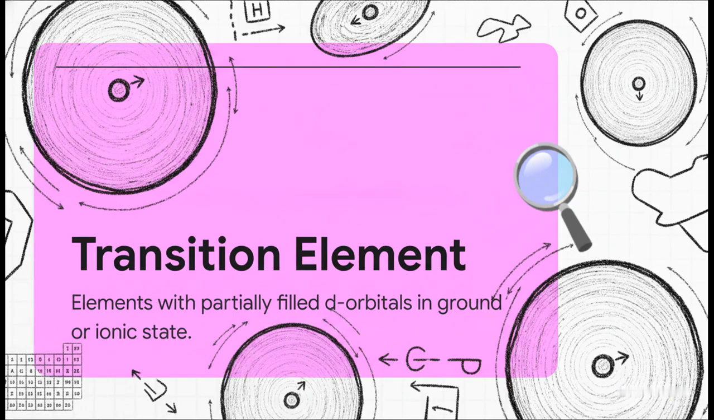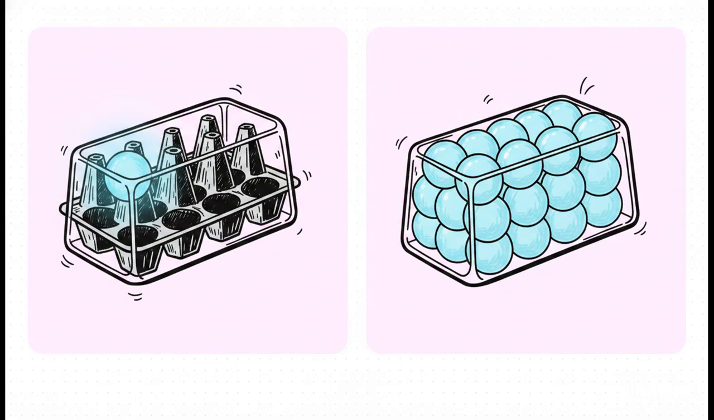We usually call these the transition elements, but the strict definition of that word is absolutely key here. To be a true transition element, an atom absolutely must have a partially filled d orbital in its ground or ionic state. Basically, there has to be unpaired electrons just hanging out in that d subshell. Take scandium, for example. It's got a configuration of 4s2, 3d1.